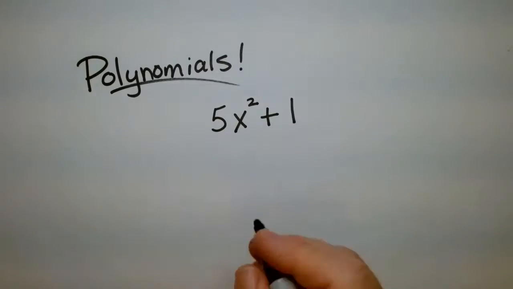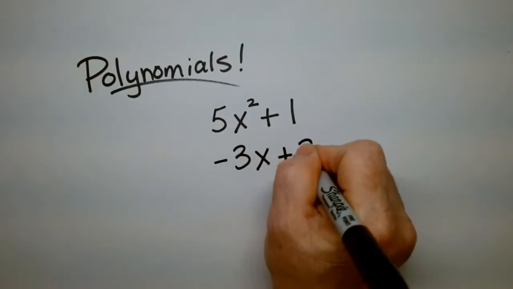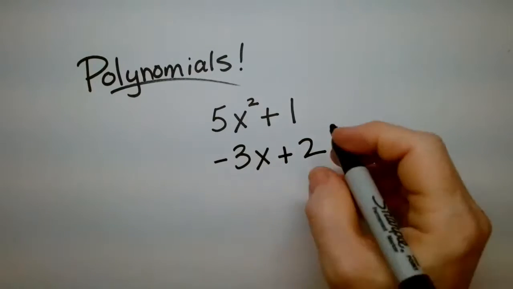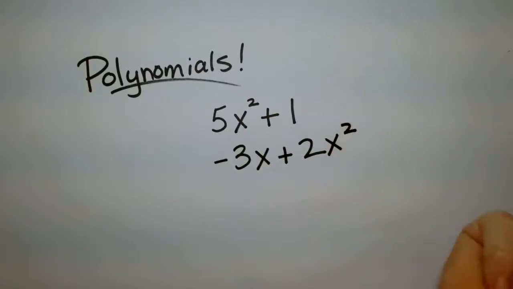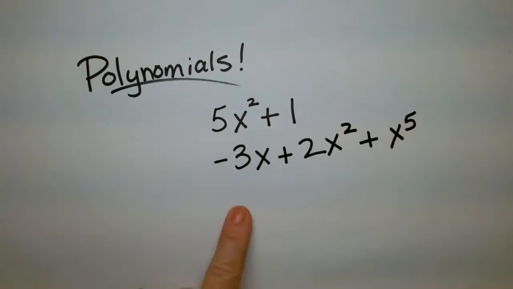For example, if somebody wants another example, sure. This is not a polynomial. How would you make that a polynomial? What would you do? You would add maybe an x squared here. You can add an x to the 5th. This one is now a polynomial.